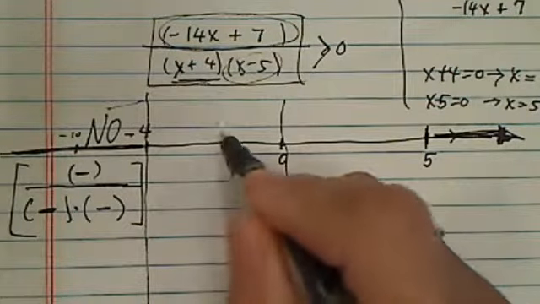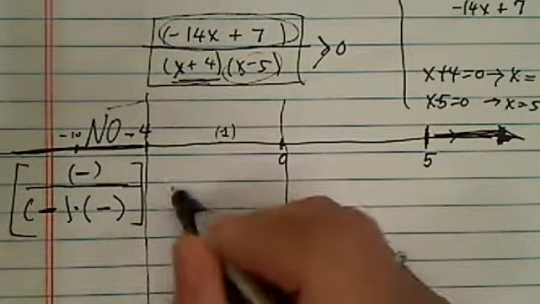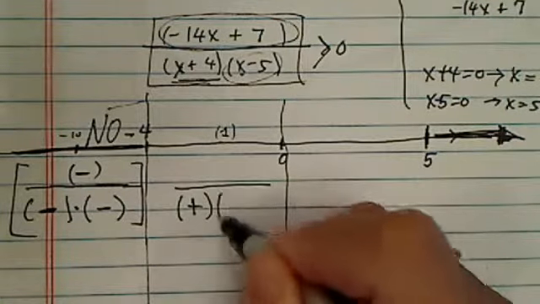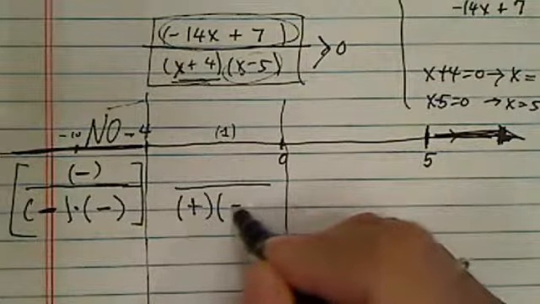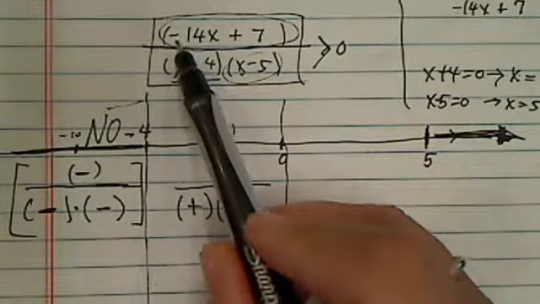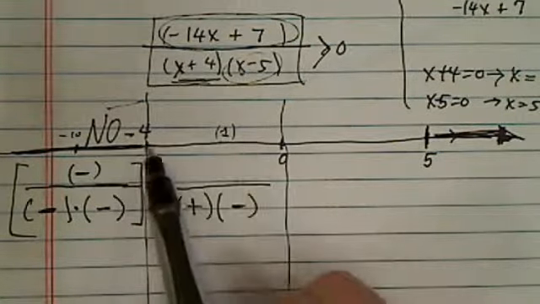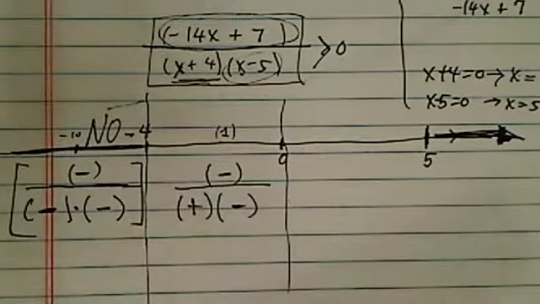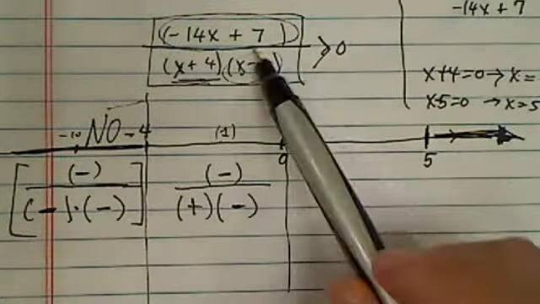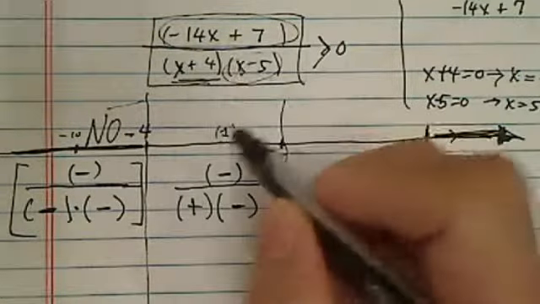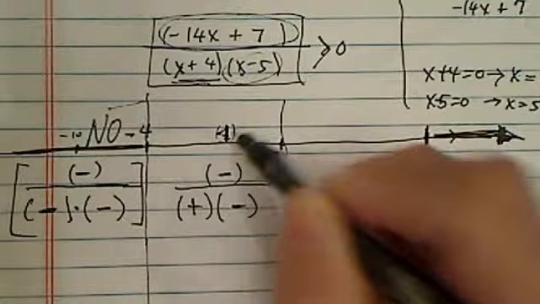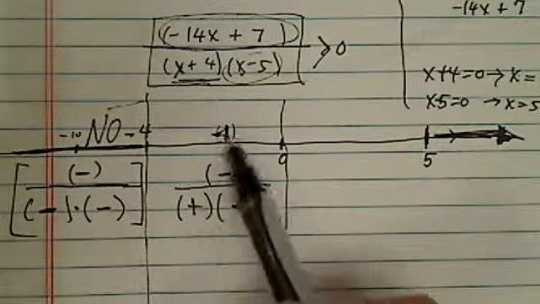Let's say we pick a 1. So on the bottom, I have 1 plus 4. That's a plus. 1 minus 5, that's a negative sign. On the top, I have negative 14 times a number in between here, plus 7. I'll have a negative sign. Does that make sense so far? So let's say I pick minus 1 here. My apology, it's minus 1 here. Let's make sure I got it right.